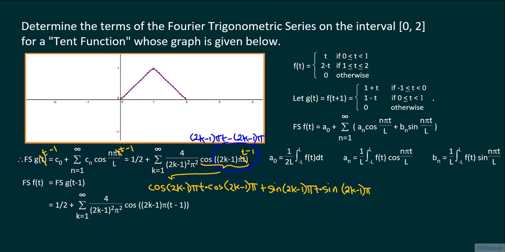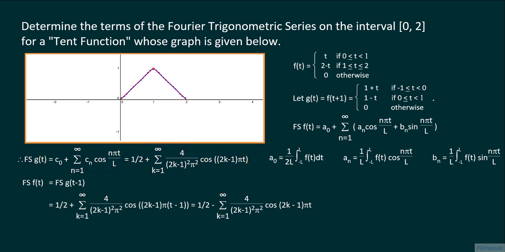Because k is an integer, sine of 2k minus 1 pi is 0. 2k minus 1 is odd, and so cosine 2k minus 1 pi is minus 1. And so the Fourier series of f is equal to half minus the summation k equals 1 to infinity of 4 divided by the square of 2k minus 1 times pi squared times cosine 2k minus 1 pi t. On the plot, we have the graphs of f and the Fourier series of f up to k equals 1.